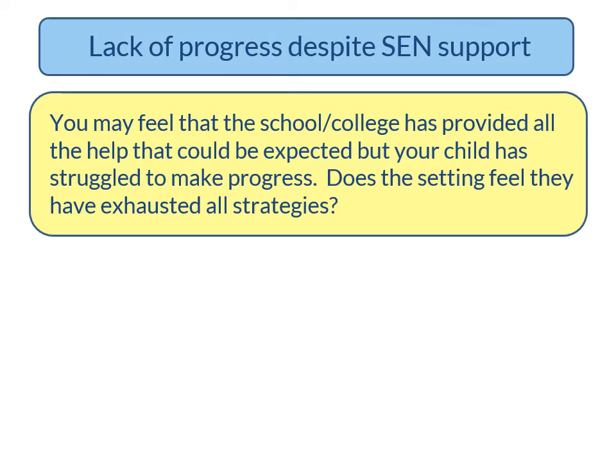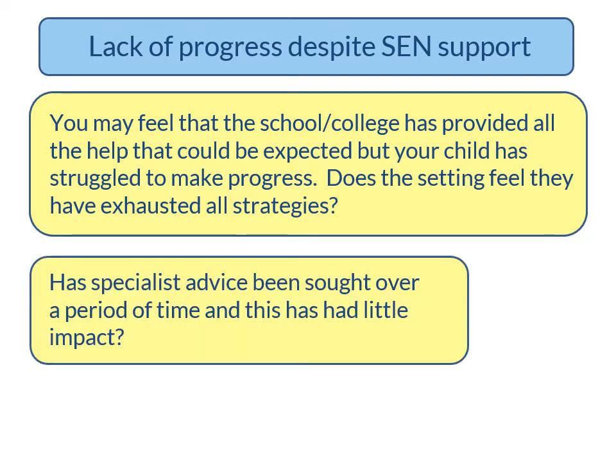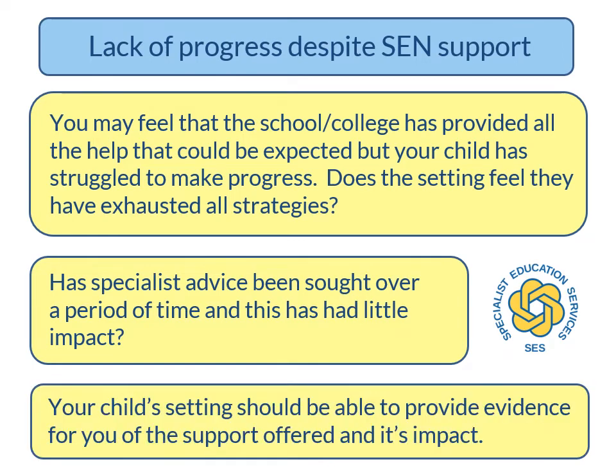You may feel that your child's school or college or other setting has already provided all the help that could be expected through SEND support, but your child has still struggled to make progress. Does the setting feel that they have exhausted all strategies of support? Has specialist advice been sought over a period of time and this has had little impact? Your child's setting should be able to provide evidence for you of the support they have offered and the impact it has had so far.